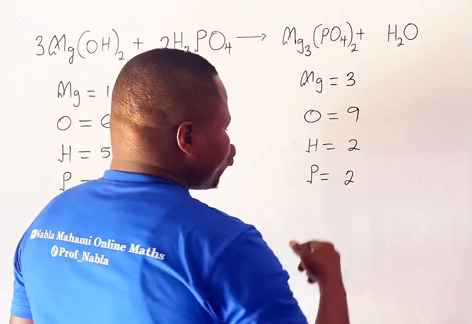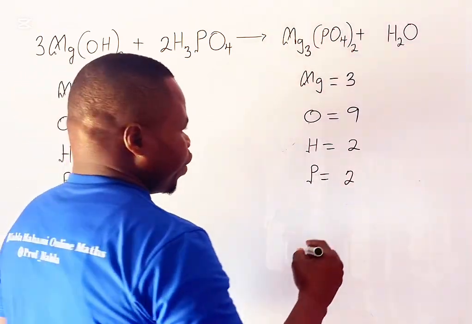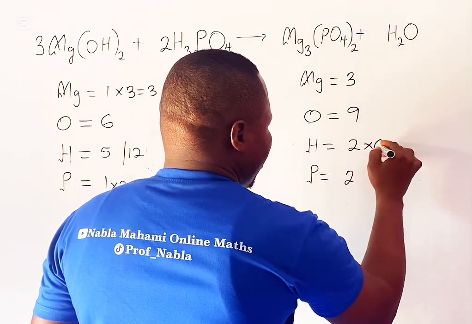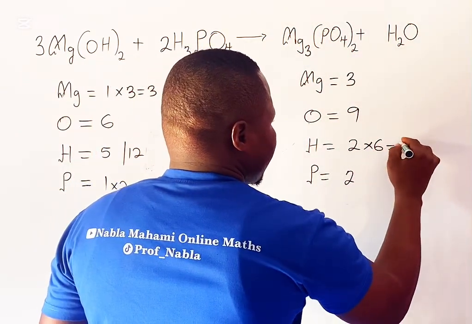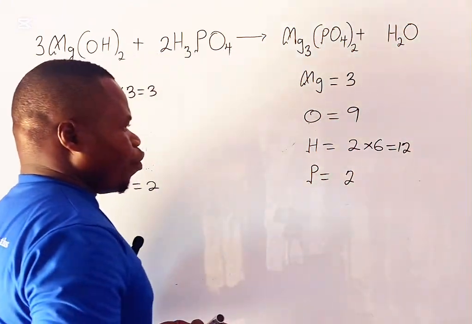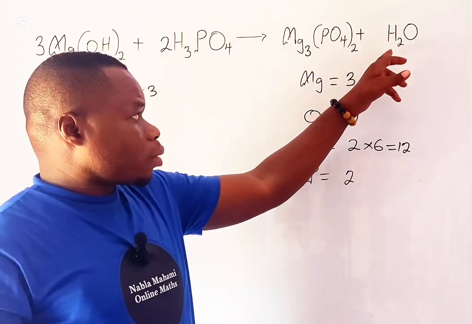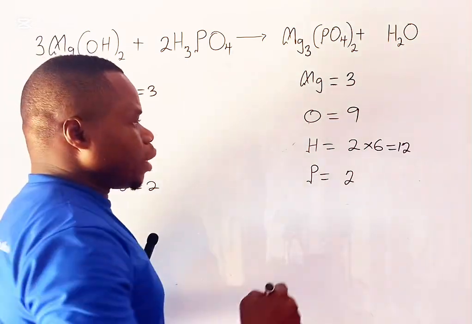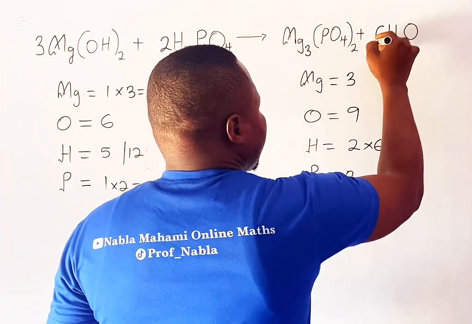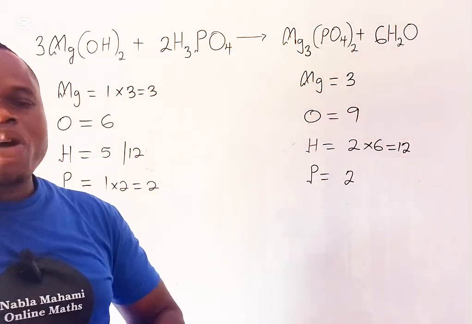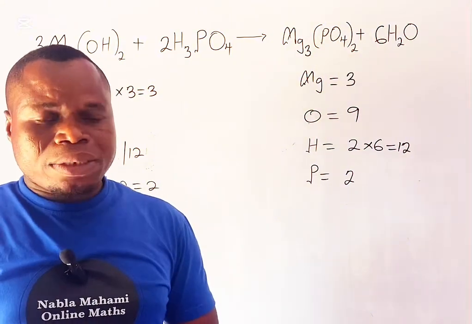And this side I have 2. What will I do so that I'll get 12 there? It means I have to multiply this one by 6 and the new value will be 12. So I'll go where I have my H, I'll write 6 as my coefficient. So when you are able to do this, it means that you have been able to balance the equation.